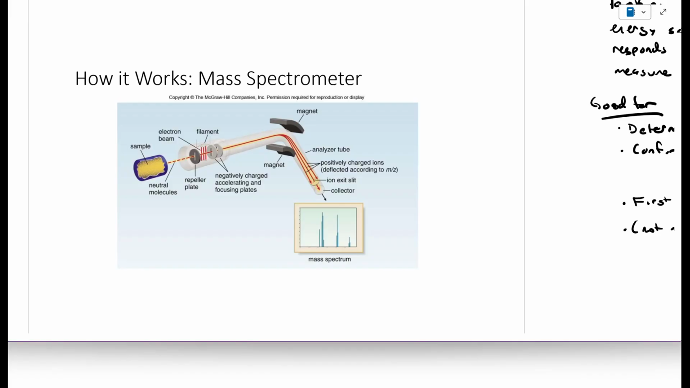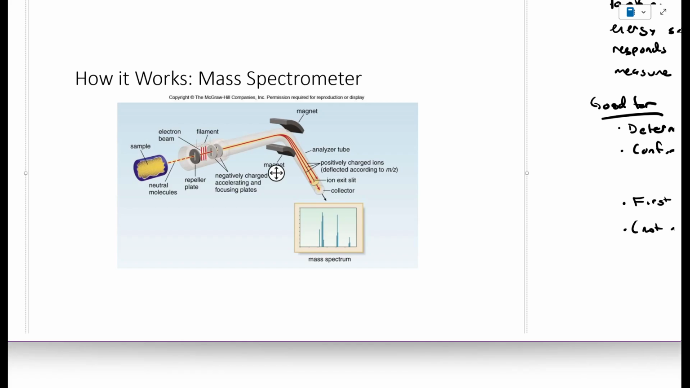So you have your sample, and with that sample, you inject the sample into the mass spec, and it passes through a beam of electrons. Actually, if you put your ear close to the mass spec, you can hear it. It goes pew, pew, pew, pew. No, that's not true.